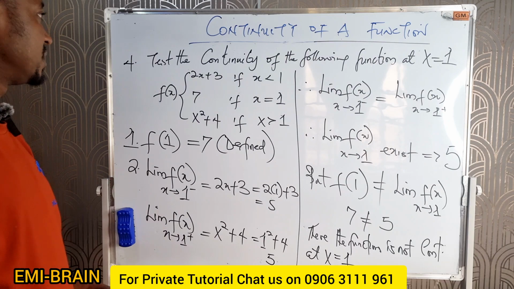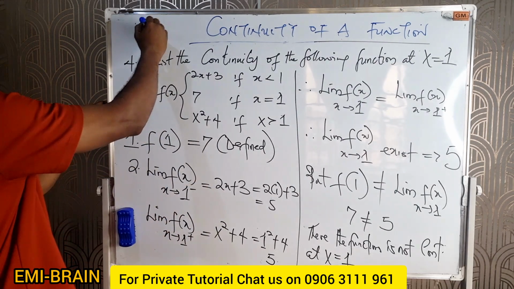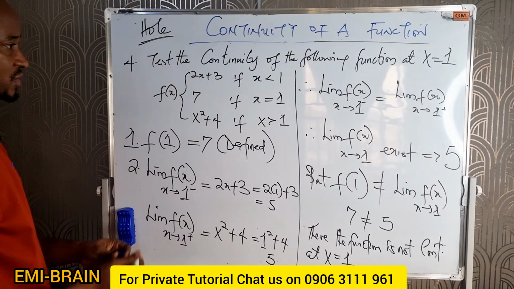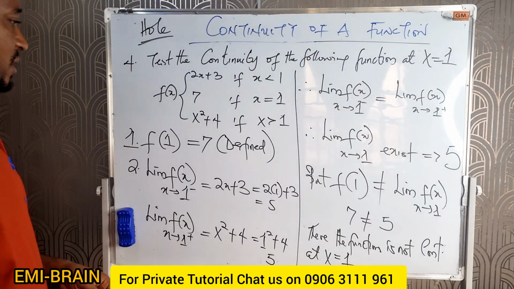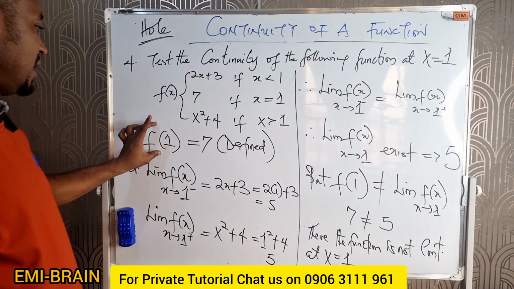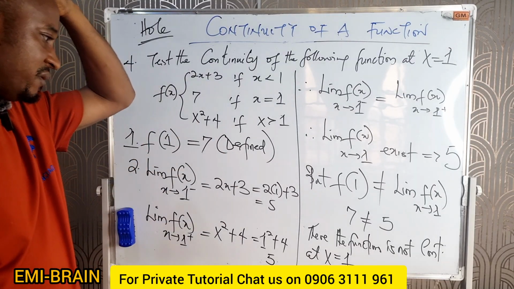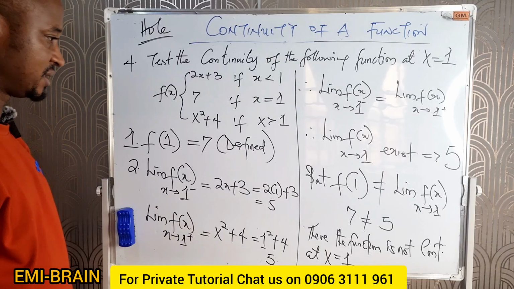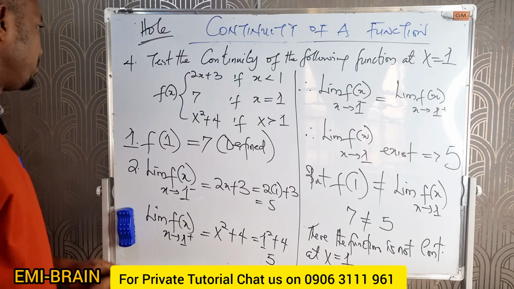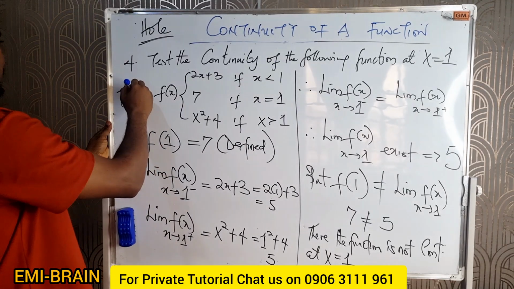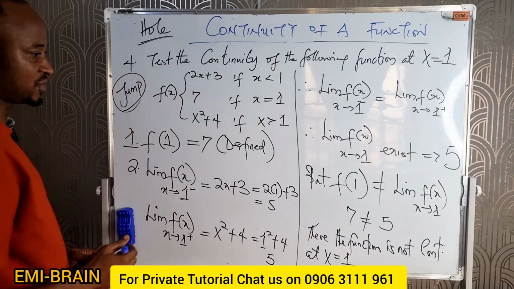We call this a hole discontinuity, or a hole discontinuous function, because f of a is not equal to the limit of f of x. We also have a type called the jump discontinuity function or discontinuous function.